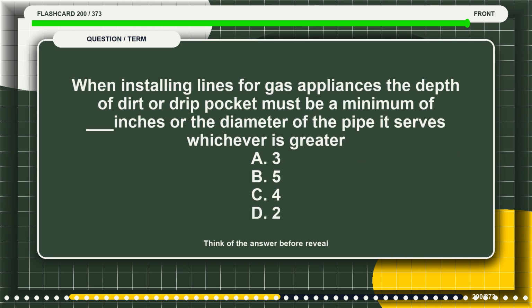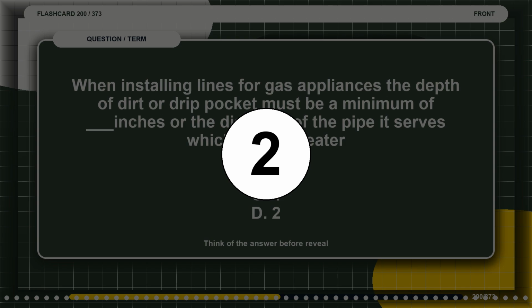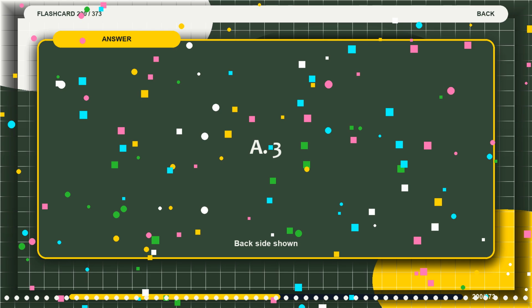Flashcard 200. When installing lines for gas appliances, the depth of dirt or drip pocket must be a minimum of blank inches, or the diameter of the pipe it serves, whichever is greater. A. 3. B. 5. C. 4. D. 2. Think of the answer before the reveal. The answer is A. 3.